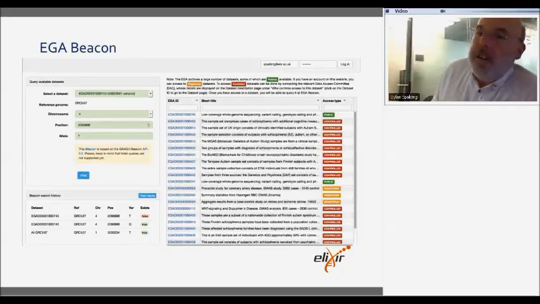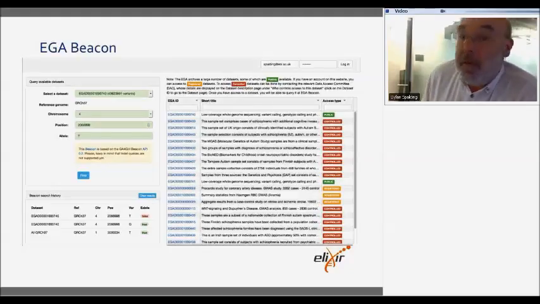While you can discover data at the EGA using keywords, for example, the technology used or the disease phenotype and so on, we also want to be able to increase access by determining whether, for example, a particular variant has been seen within a data set, and then you may be interested in that.